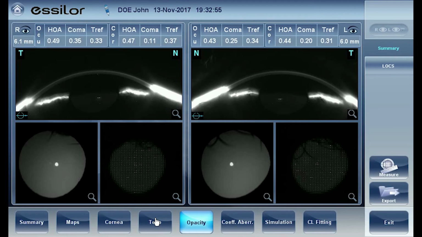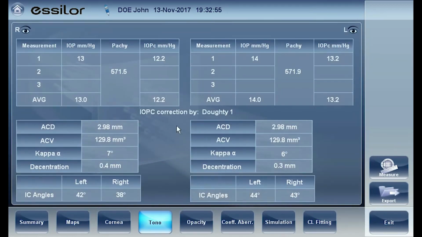In a second step, we will take a look at the values of the intraocular pressure. Our values are normal, between the standards.